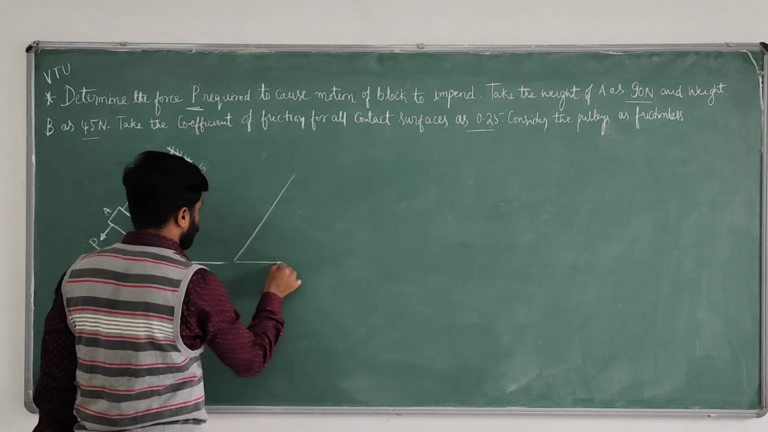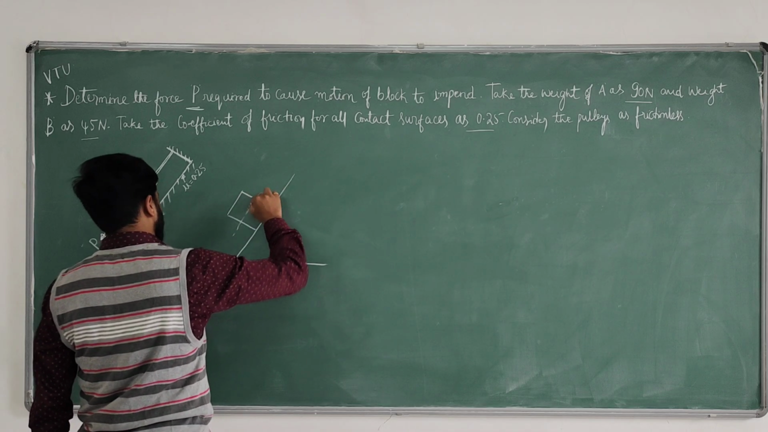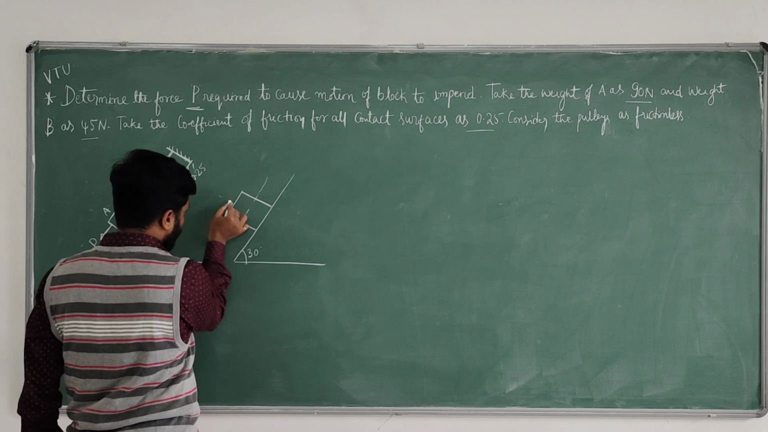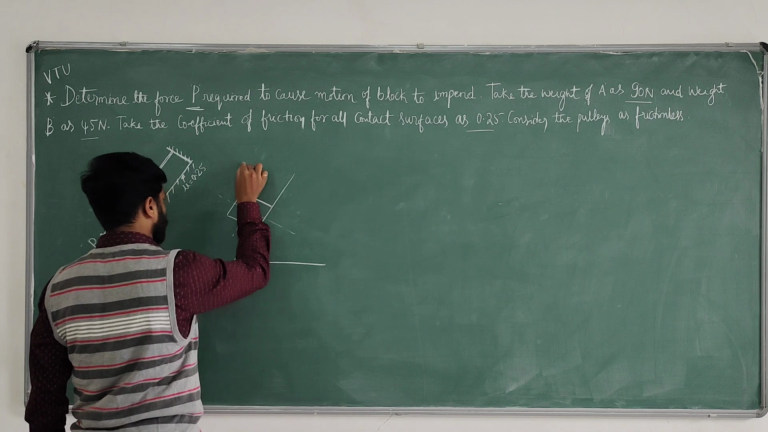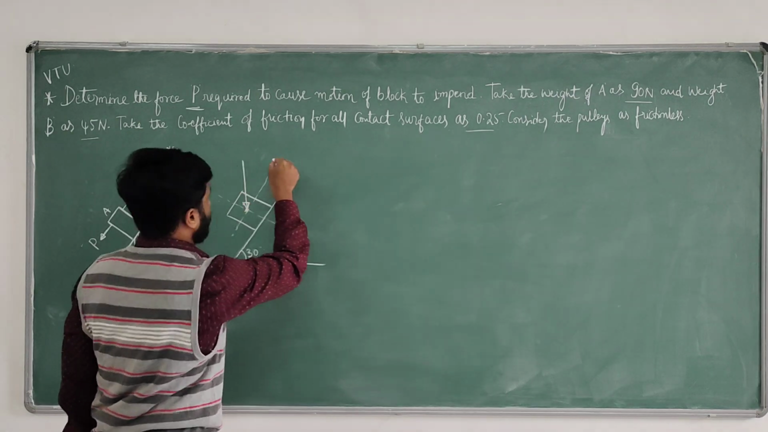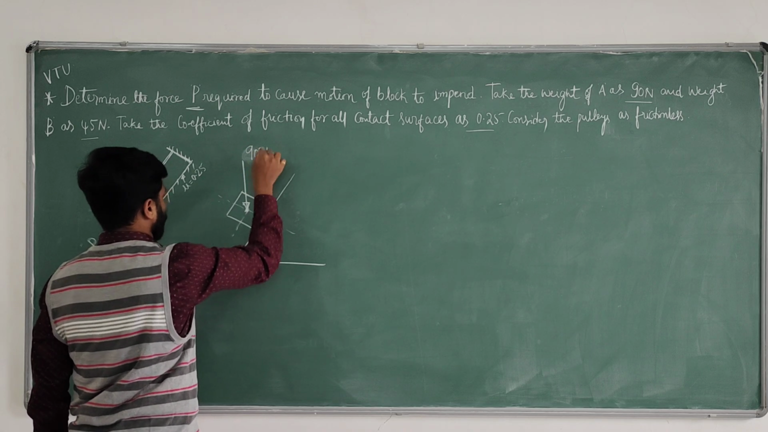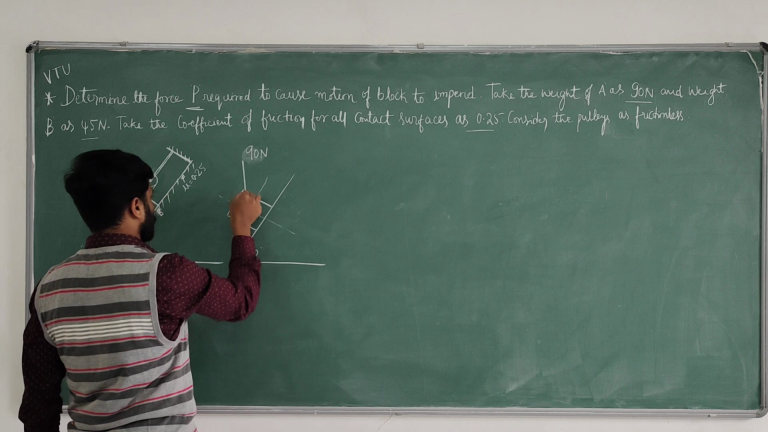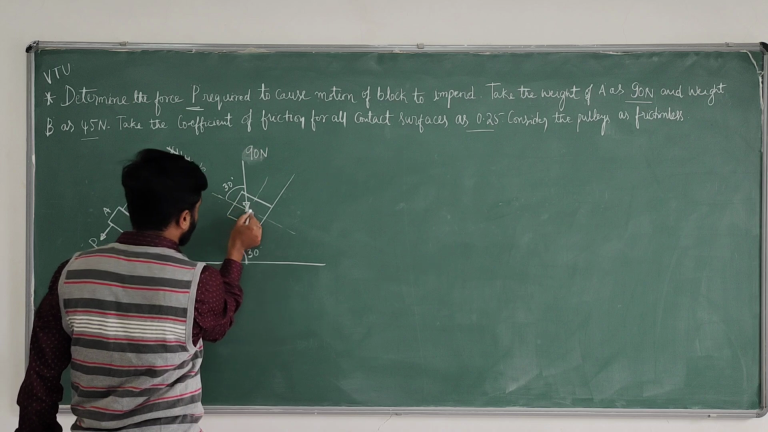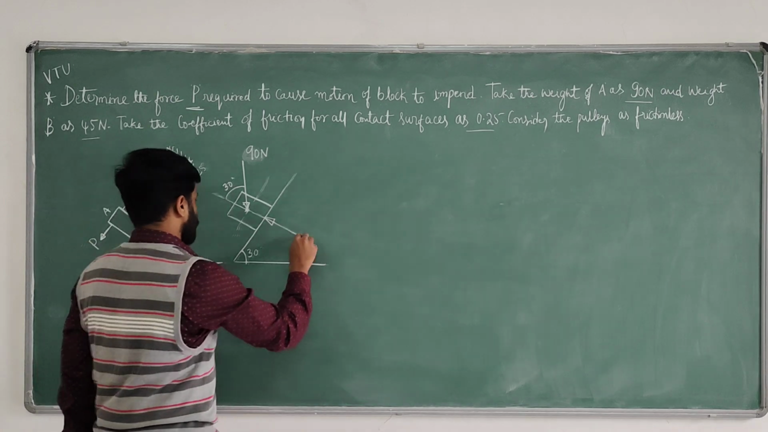FBD for block A. So block A is here. The angle is 30 degree. We know that by the angle of repose concept, whatever the weight acts at CG. So WA is 90 Newton, and by the concept of angle of repose, the 30 degree is shifted to here, and this is the reaction because of this action weight.